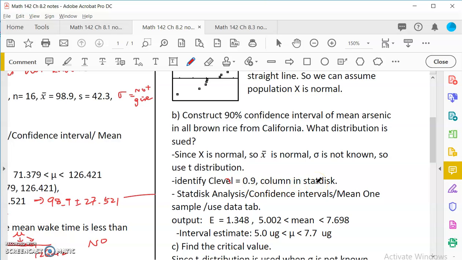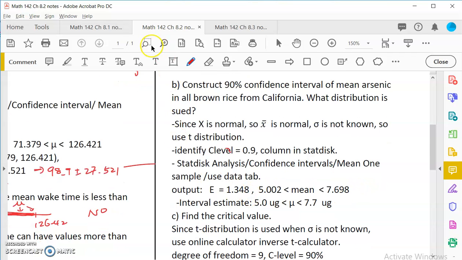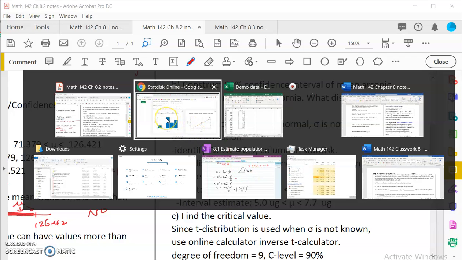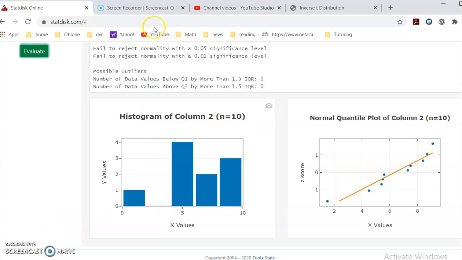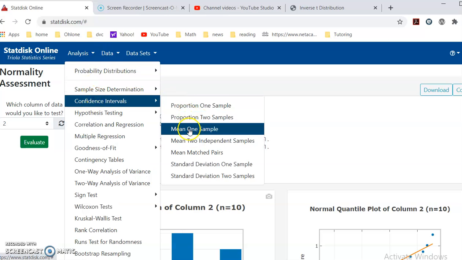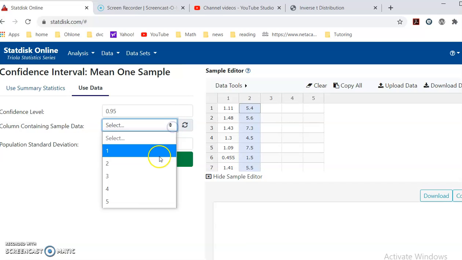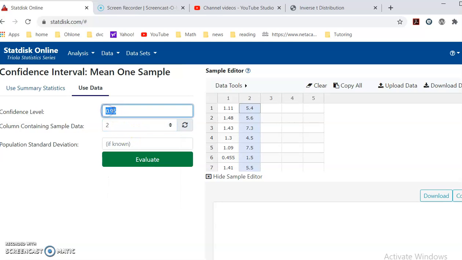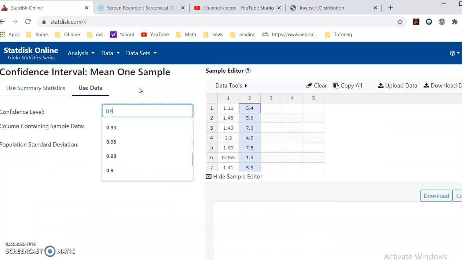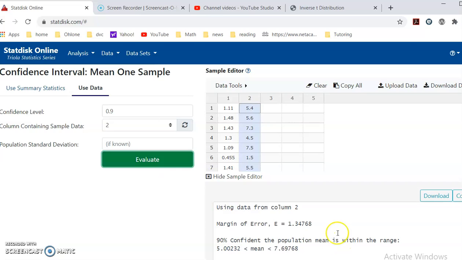We put the data in column 2, and run the confidence interval for the mean using the data tab. I did it before when I was doing the notes, but we're going to do it again. It's this one: mean, one sample, and my data is in the second column. I want a 90% confidence interval, 0.9. That is all I need to give. I do not have a population standard deviation because I'm using t. So evaluate. This is the error.